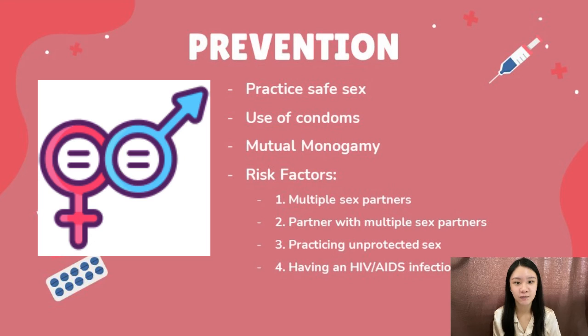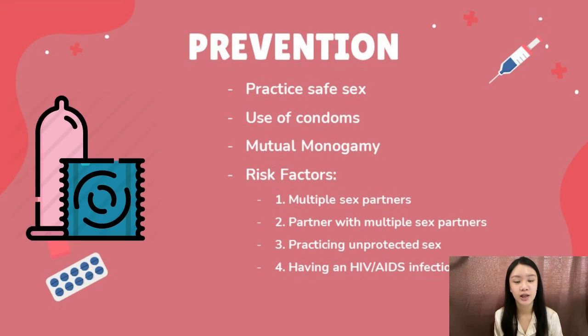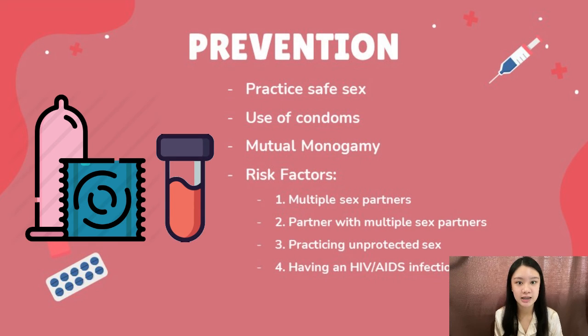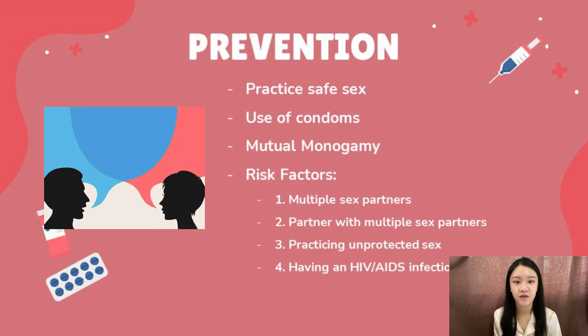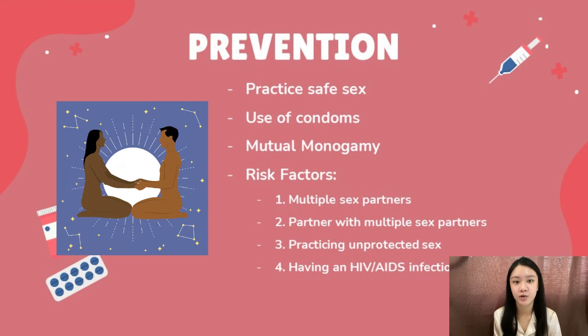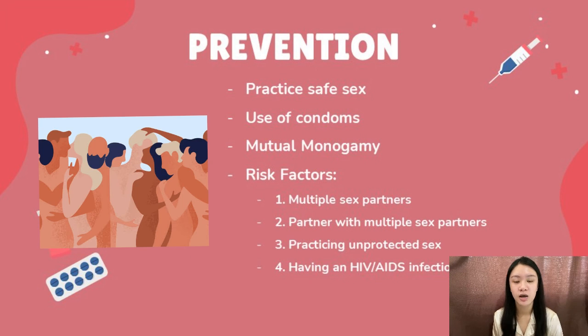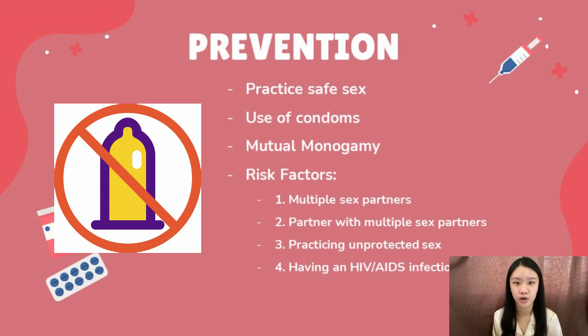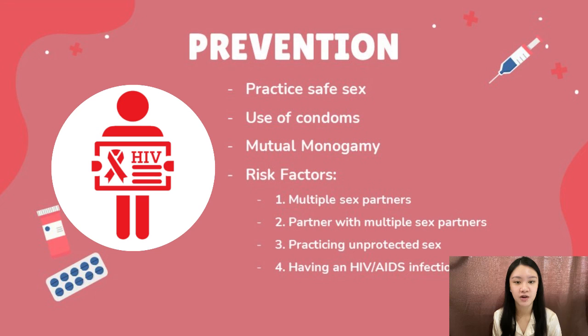Any sexually active person can acquire syphilis, especially if it's unprotected sex. So what the healthcare providers recommend is to use condoms and get regularly tested for STDs. Mutual monogamy is another way to prevent this disease, which is when 2 partners agree to be sexually active only to one another. Knowing the risk factors of syphilis is the most important information that one can acquire in order to know how to prevent it. This includes having multiple sex partners, having a partner with multiple sex partners, having unprotected sex or not using condoms, and having an HIV infection.